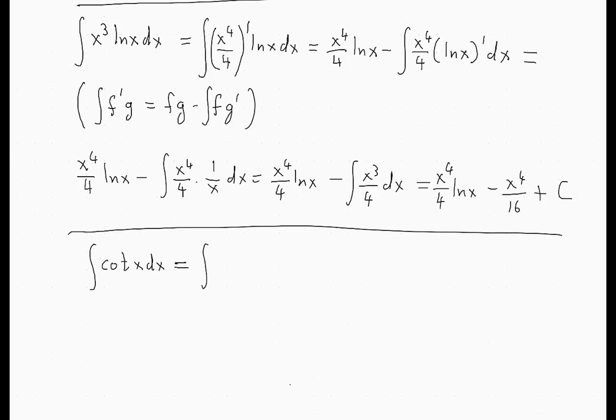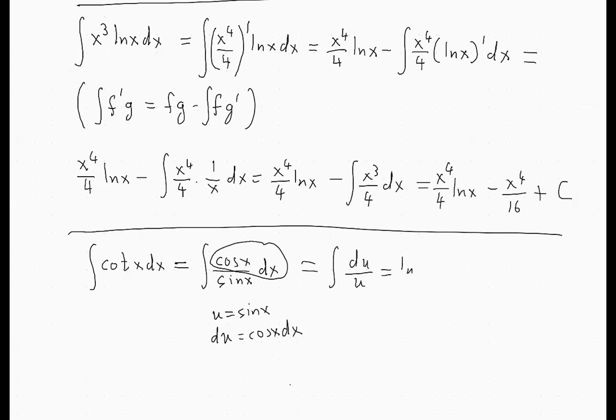And we said u is equal to sine x, and du will be cosine x dx, which means right on the top you have everything that you need. So this is your du. So this will be du over u, which is ln of absolute value of u plus c, and that's ln of absolute value of sine x plus c, and that's it.